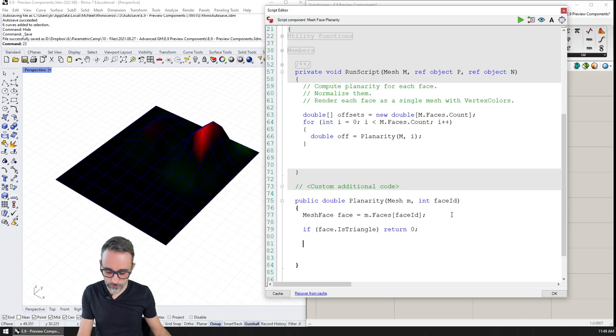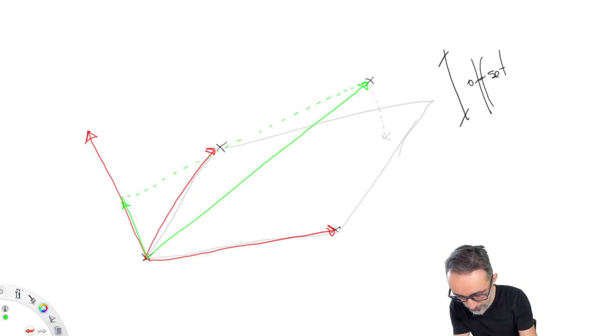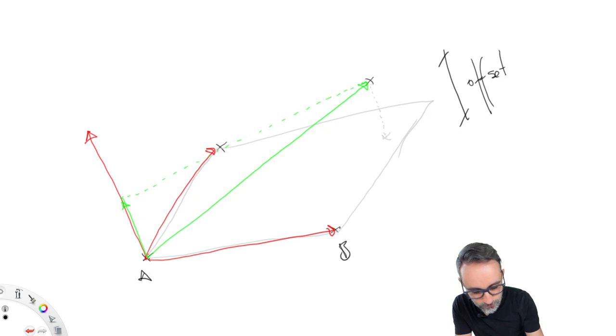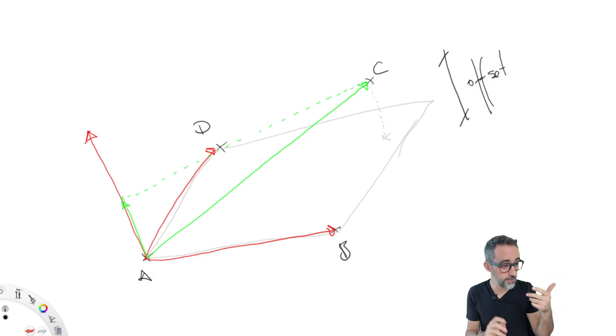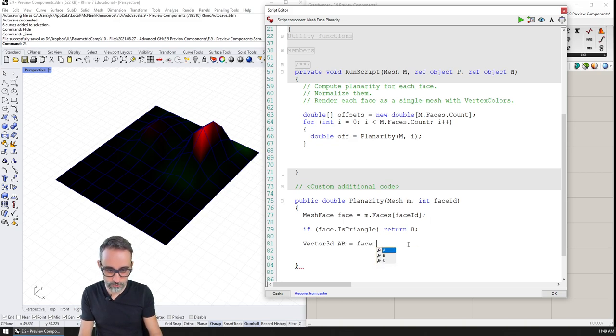So we're going to call the vertices. Let's assume that they're going to be in clockwise order, so this is going to be A, B, C, and D. All right, and let's assume that they have this nice orientation. So first of all, I'm going to create a vector 3D, which is going to be AB, and it's going to be equal to face dot B minus face dot A. All right, a vector that goes between those two points.